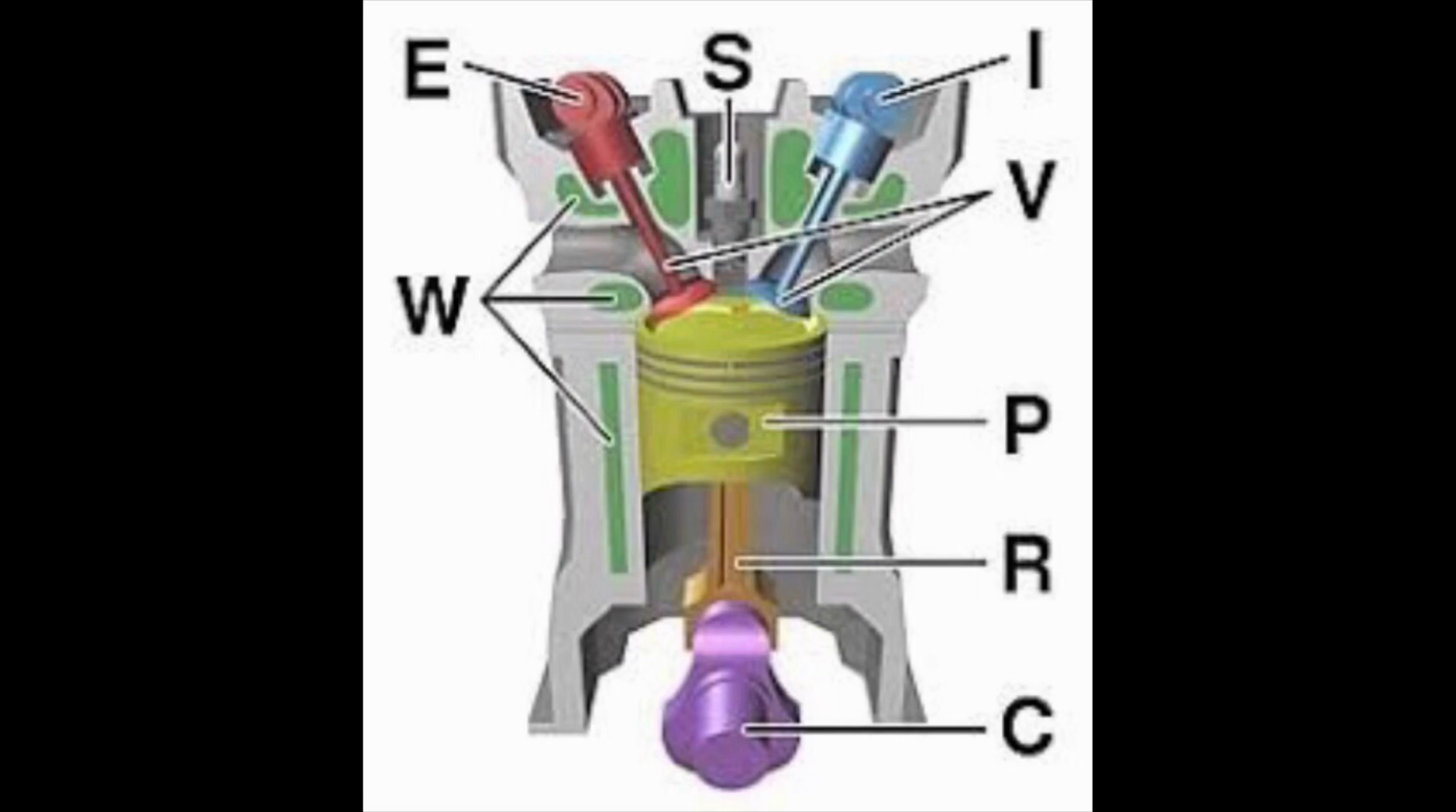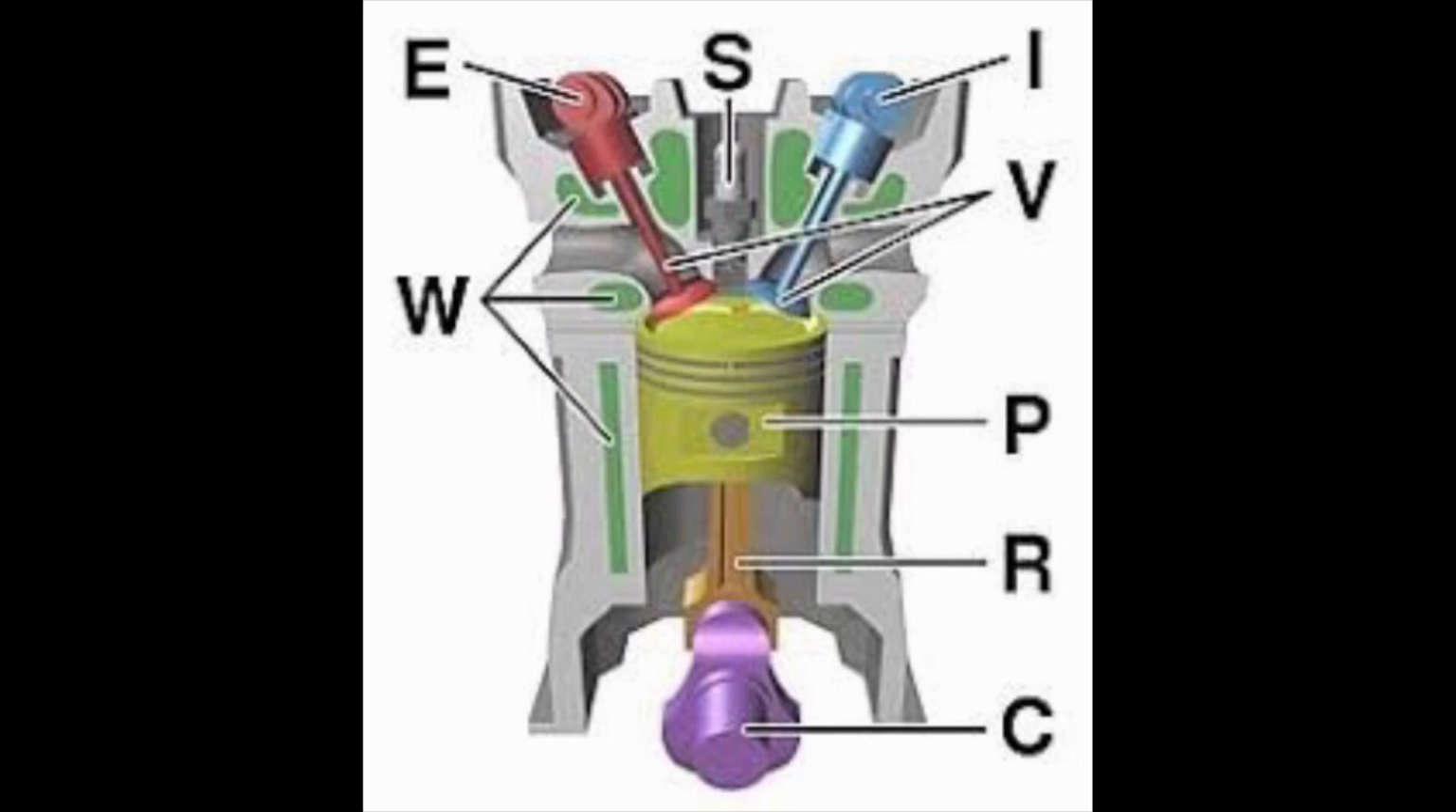The part labeled R is the connecting rod, which connects the piston to the crankshaft. The part labeled P is the piston, which moves up and down in the cylinder with the help of combustion. The two parts labeled V are the intake and exhaust valves. The intake valve, labeled I, allows for air to enter the cylinder, and the exhaust valve, labeled E, allows air to exit the cylinder after each explosion.